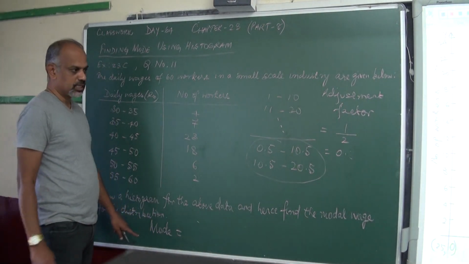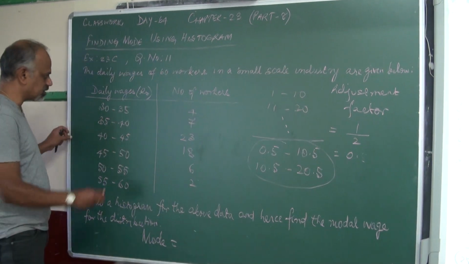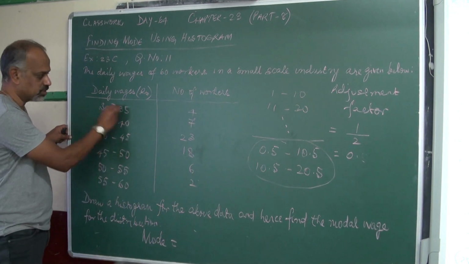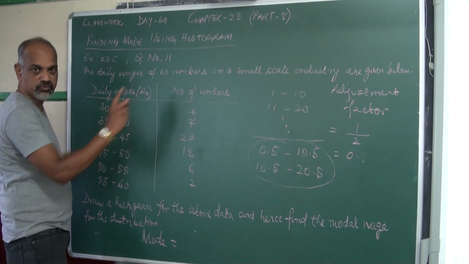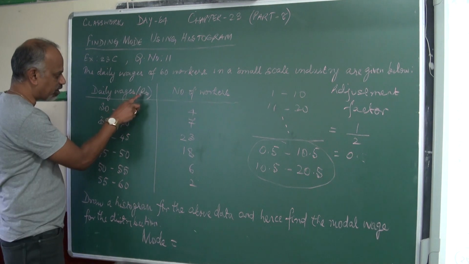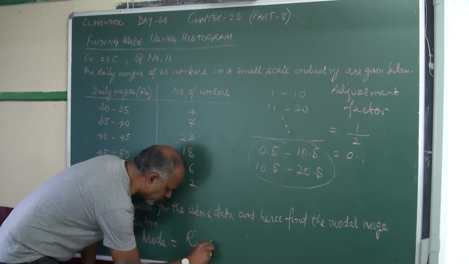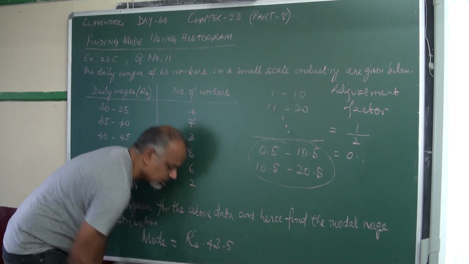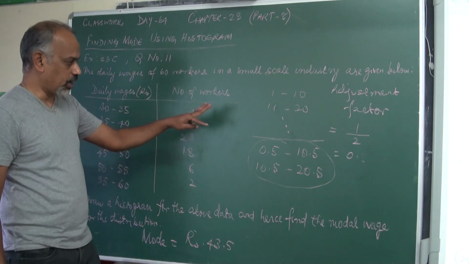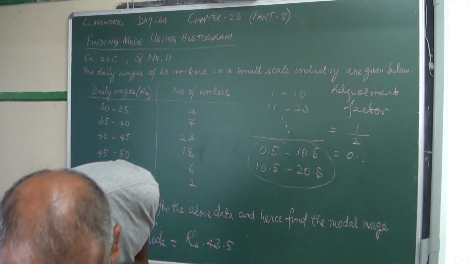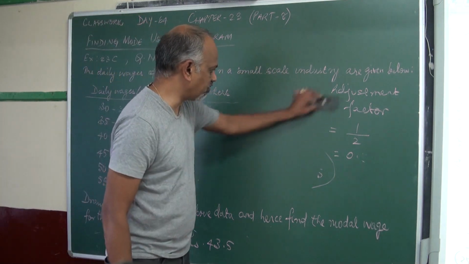If you notice, the value that you got was on the x-axis, and if it is on the x-axis, everything is these values, which are actually daily wages in rupees. So 43.5 was what I got, and that value should be in rupees. So rupees 43.5 is the value of the mode for this calculation. Now I'll also show you how to find that exact value 43.5, on the graph.